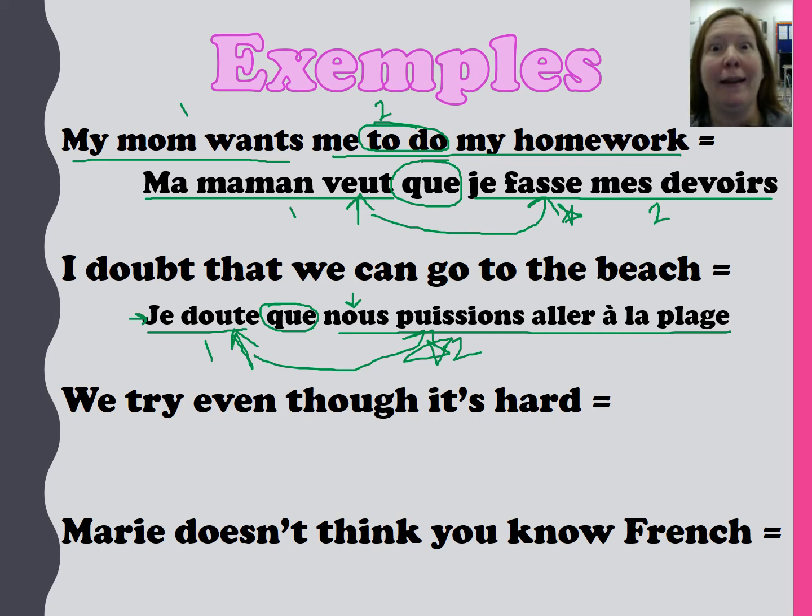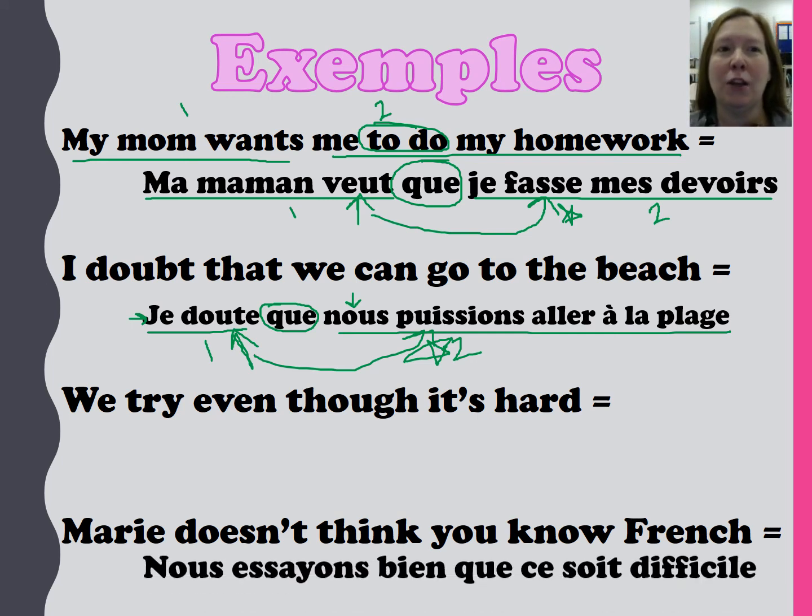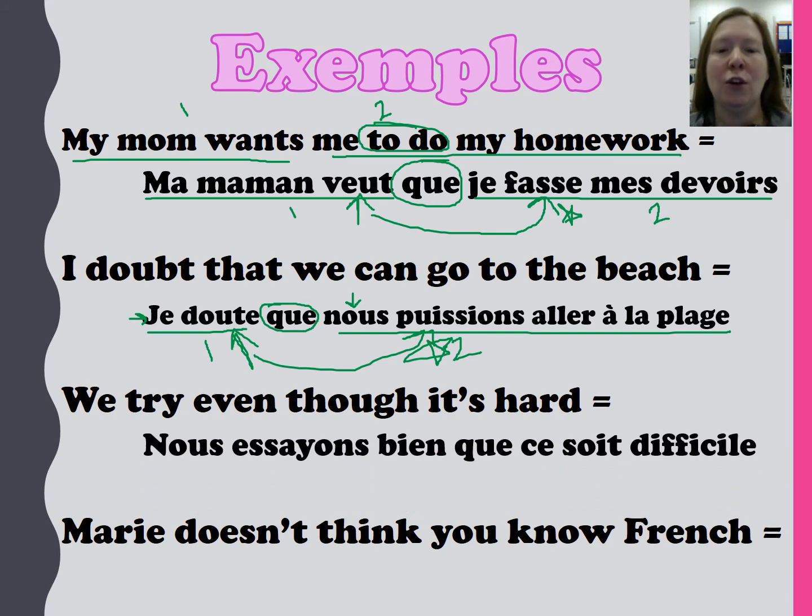We try, even though it's hard. All right. So this one is one that uses a conjunction. Nous essayons bien que ce soit difficile. Because we have bien que, that is going to indicate the subjunctive here. Nous essayons bien que ce soit difficile. You do still have to have the two different subjects, which we have here.